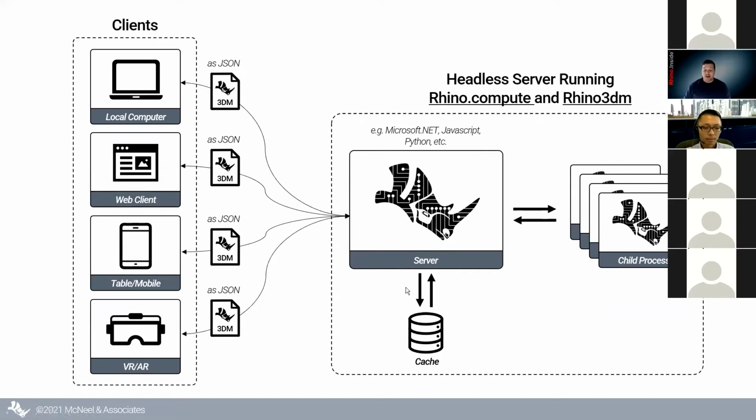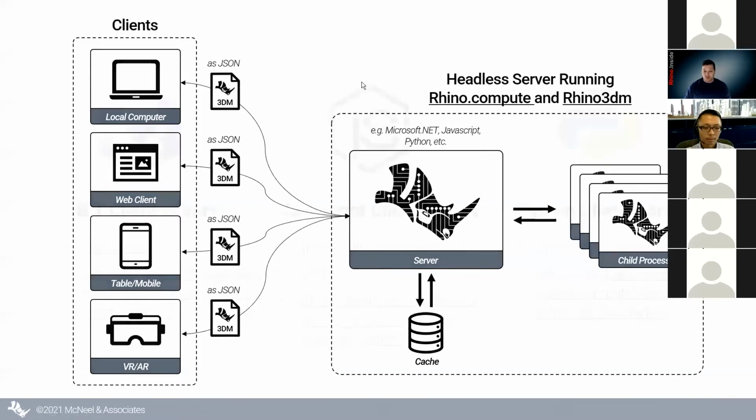Depending on the setup, it might cache the information, and that can also speed up computation if it's already made the calculation before. You can spin up multiple child processes as well. So this is the architecture diagram of how Rhino.Compute communicates with other devices.